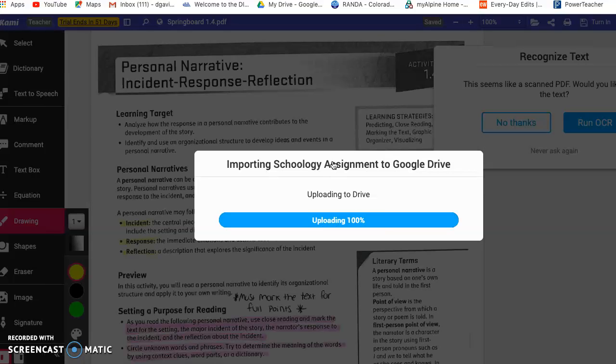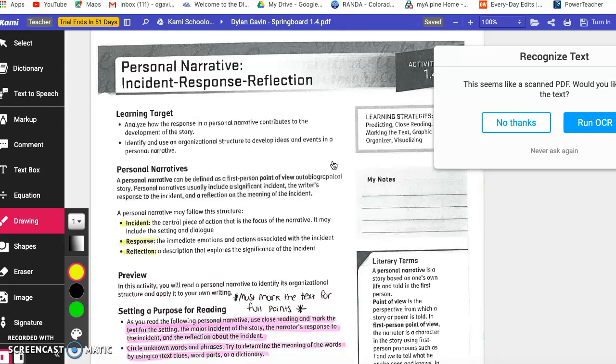Give it a second to load. This might be the time where you take a drink of water, you go get a snack, you let your dog outside. And voila, we're back to work.